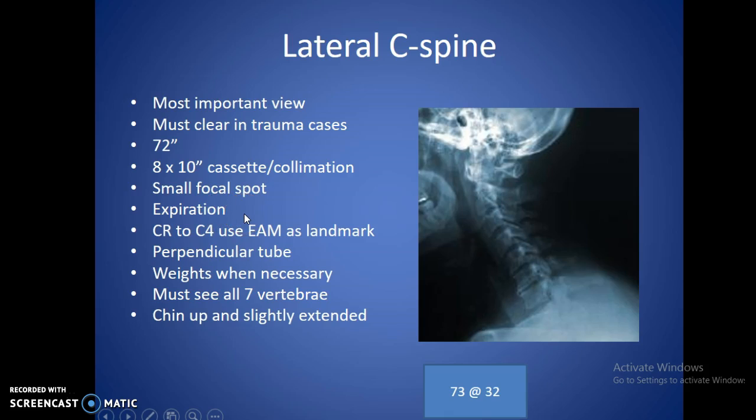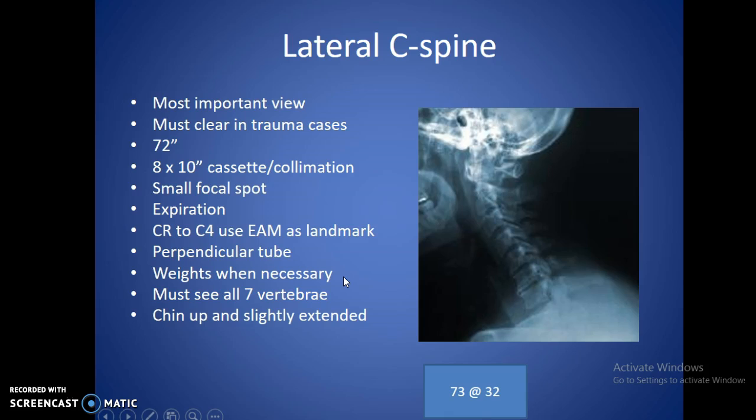You do have to do this on expiration to bring the shoulders down as much as possible, because that is going to be your greatest concern of getting all 7 vertebrae on there. The CR to C4, use the EAM as a landmark, so the little kind of hole, your little ear hole on there. Nothing is going to be above that, so you can use that as a top line reference. Perpendicular tube, so no tube angle on this.